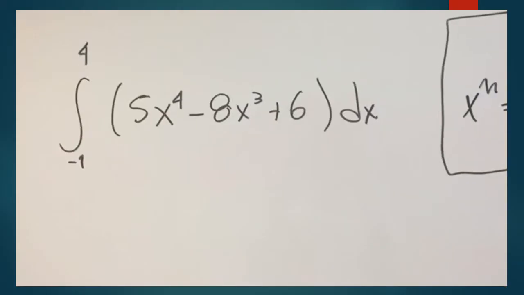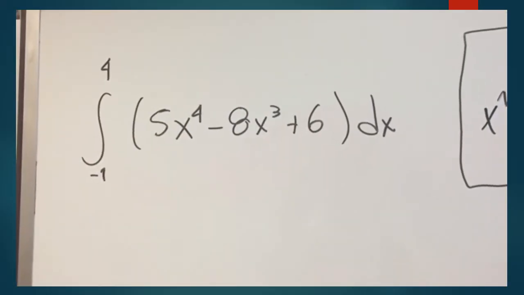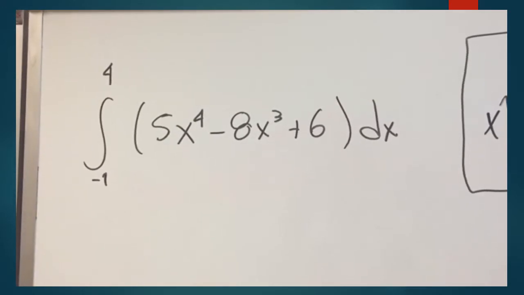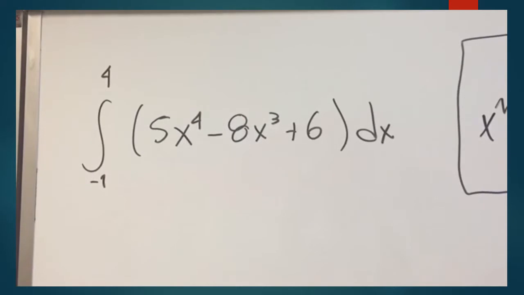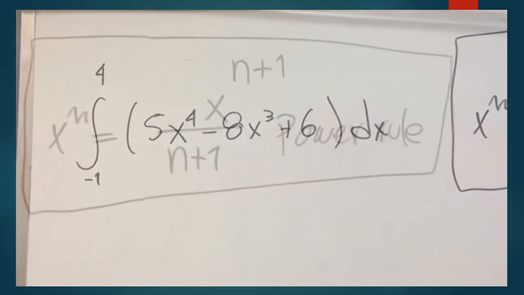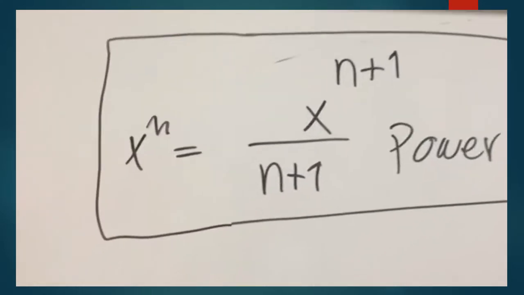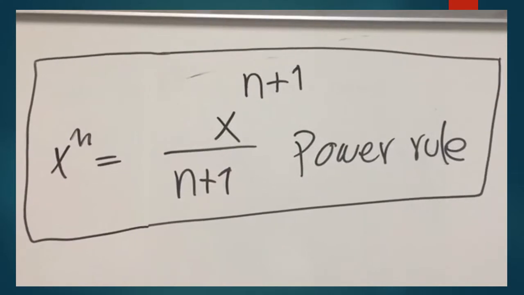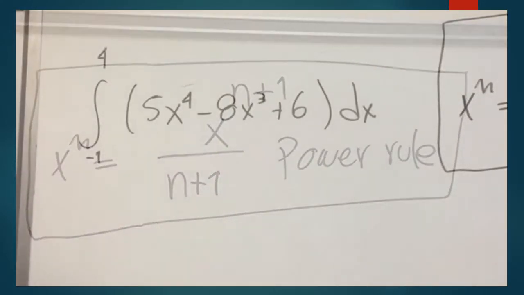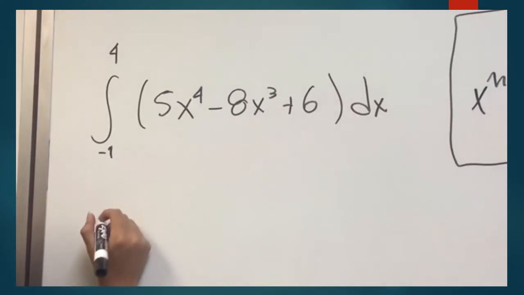Definite integral. Here we're presented with the definite integral from -1 to 4, where the function is 5x to the fourth minus 8x cubed plus 6 dx. We're going to find the definite integral using the power rule. When taking antiderivatives, the power rule states that x to the n is equal to x to the n plus 1 over n plus 1. With that being said, we're going to use that power rule and take it of the inner function presented.